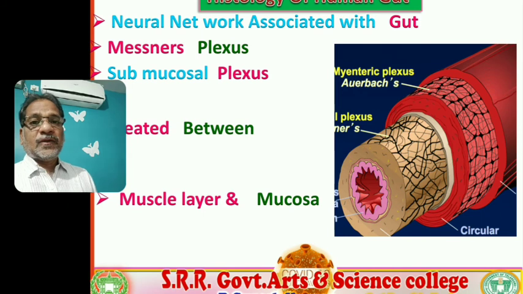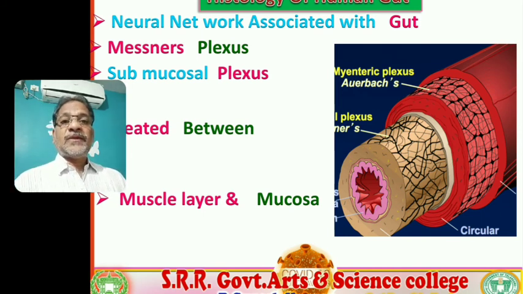Alright students, so what we learned: the neural networks associated with the gut are the parasympathetic network and the sympathetic network. The parasympathetic network is Auerbach's plexus and the sympathetic network is Meissner's plexus. Auerbach's plexus is for excitatory function and Meissner's plexus for reduced, inhibitory activity. So with this we finished the structures associated with the wall of the gut.